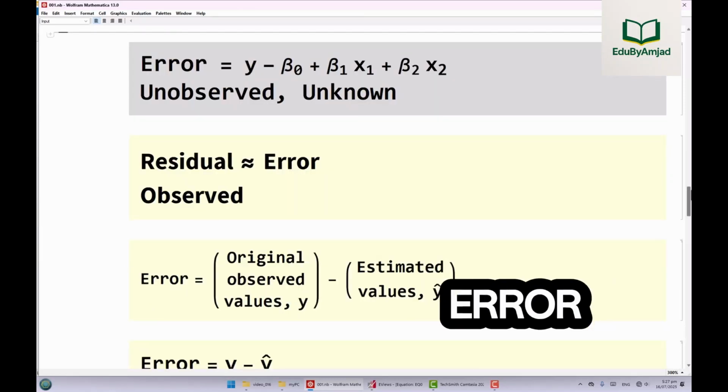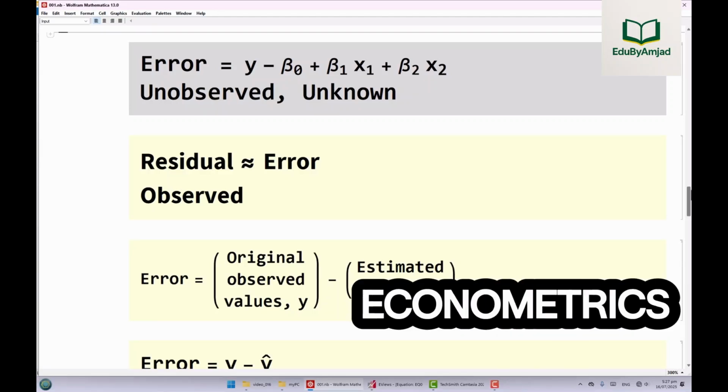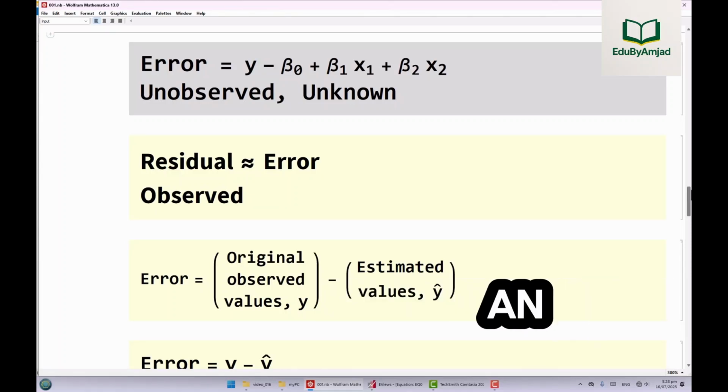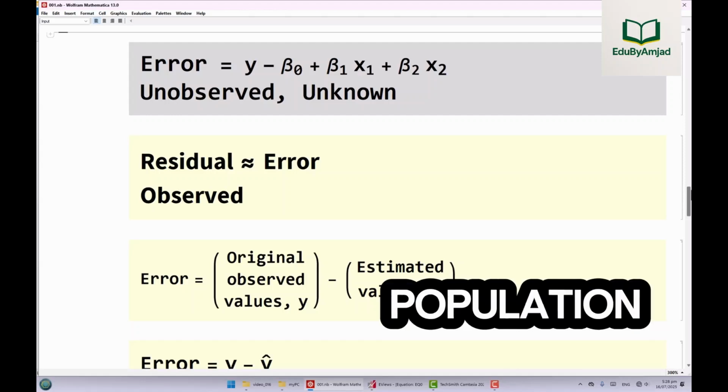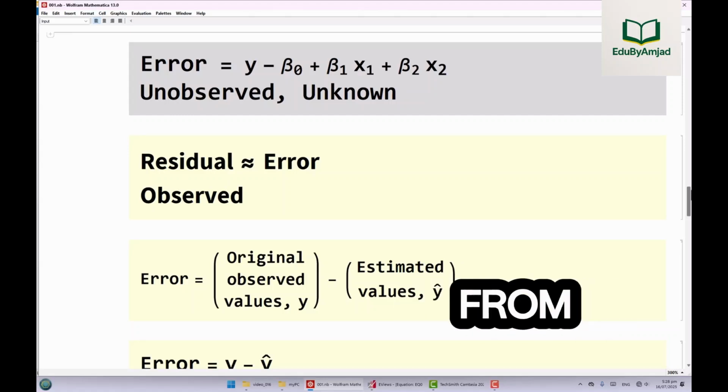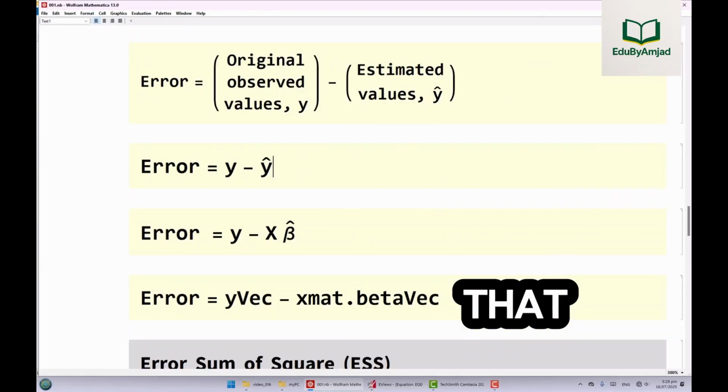Now, let's turn to the concept of error, a fundamental idea at the heart of econometrics. Although the terms error and residual are often used interchangeably in practice, there is an important theoretical distinction. The error refers to the deviation from the true but unknown population regression hyperplane, making it unobservable. The residual, on the other hand, is the difference between the observed value and the predicted value from our sample regression, and is therefore observable and computable. Formally, an error is defined as the difference between the observed value of the dependent variable and its predicted value, that is, y minus y hat.